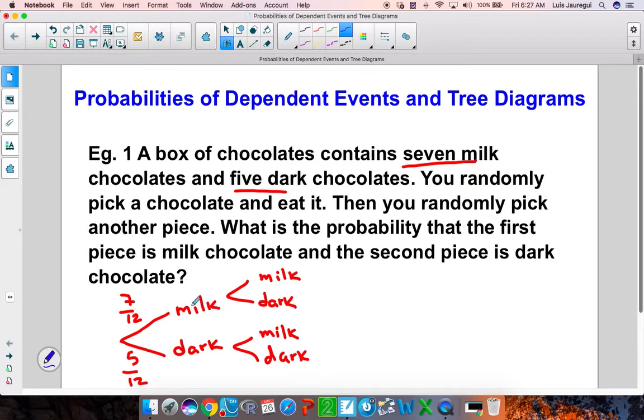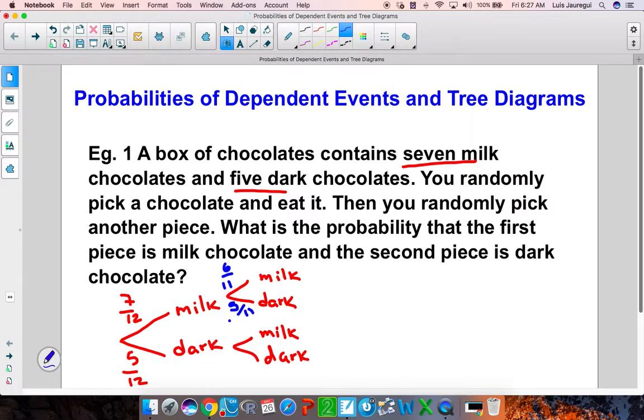Let's say you actually ate the milk chocolate on the first one. Then that leaves you, instead of 7 milk chocolates, you only have 6. And instead of 12 chocolates, since you already ate one, you only have 11 left. Okay. With the dark chocolate, even when you ate the milk chocolate, you can still have 5 dark chocolates out of 11 total chocolates.